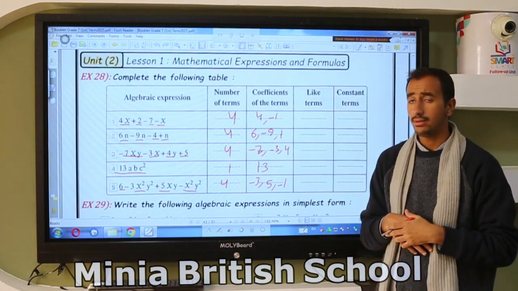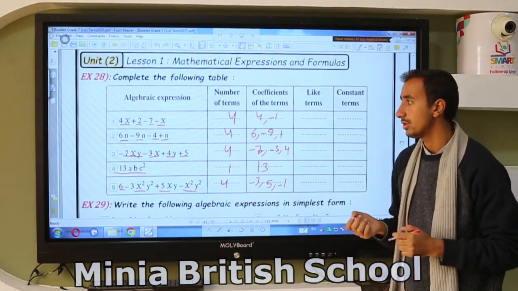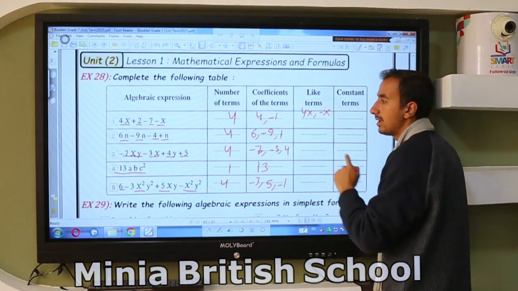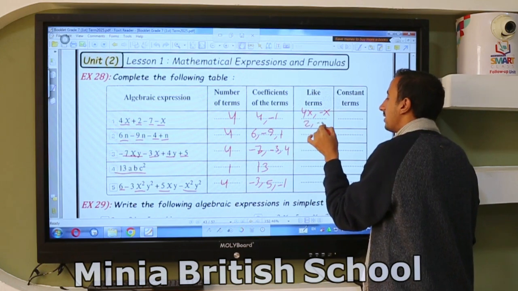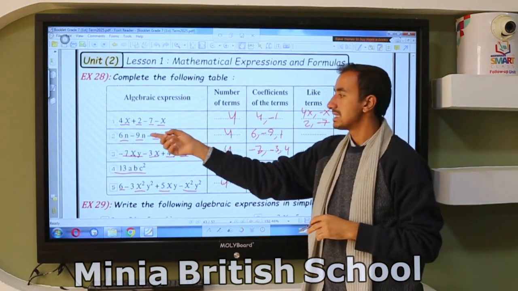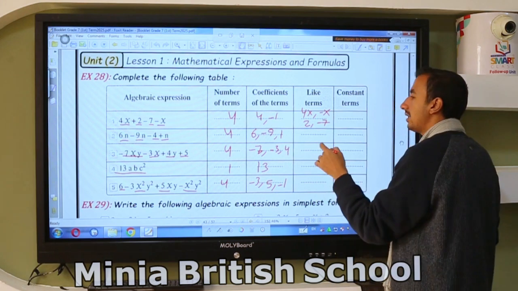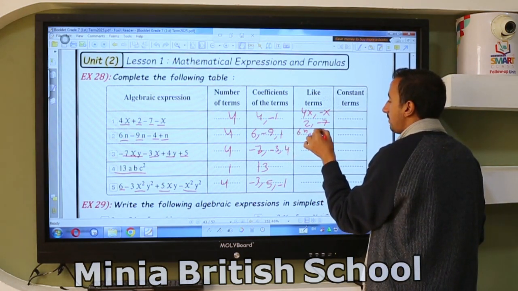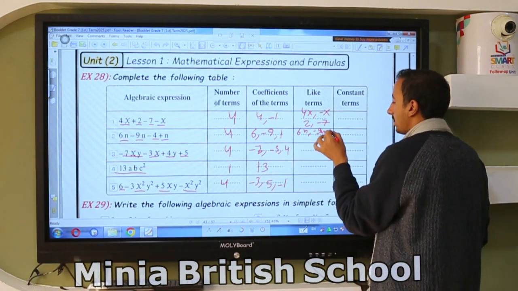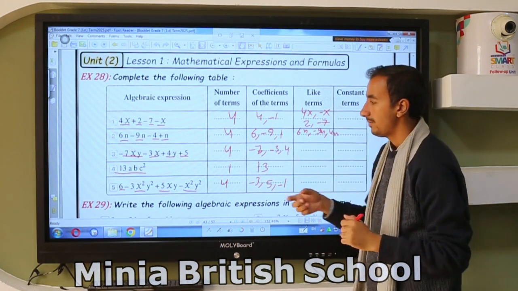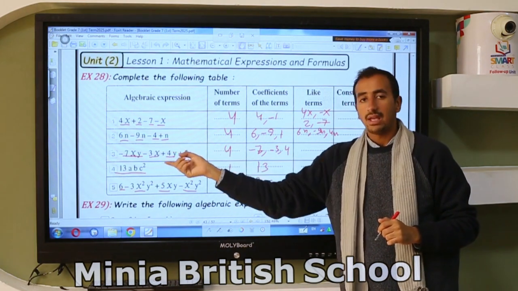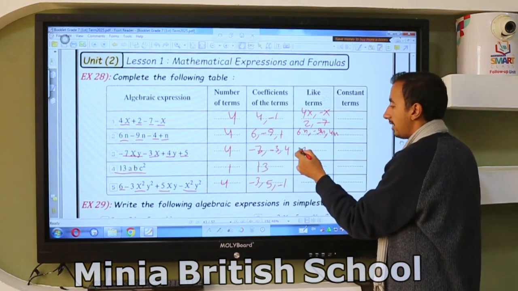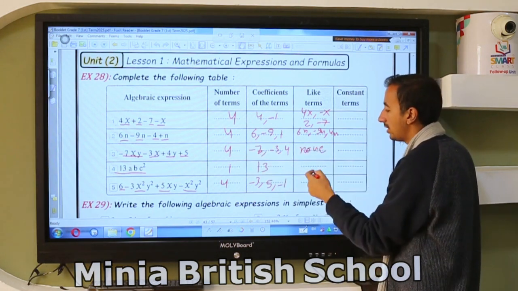Like terms have the same variable, or are two constants. For x, x and negative x are like terms. 2 and negative 7 are also like terms. Here 6n, negative 9n for n. 6n, negative 9m, 4n. Here it doesn't have any like terms because I don't have any of the same variable, none. Another here, only one term, none.